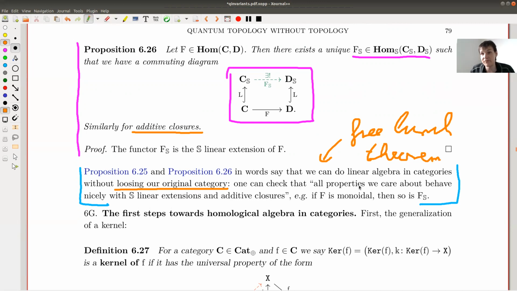And this is kind of amazing, right? This really rarely happens. So linear algebra comes for free. Homological algebra is a pain, and that's what's up next. So linear algebra comes for free, homological algebra is a pain. In 30 minutes.